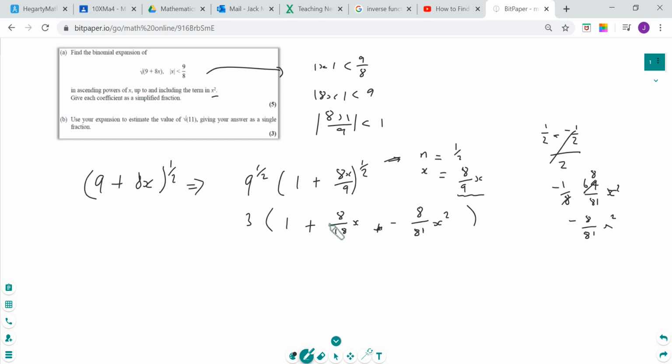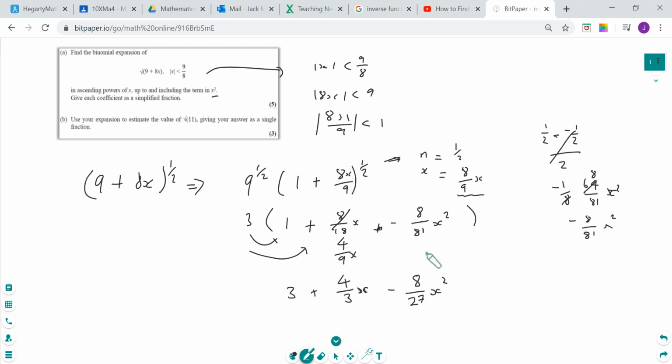Give each coefficient as a simplified fraction. Well, that can definitely be simplified, can't it? That's 4 over 9. Anything to do over here? No, I don't think so. But we do need to multiply this 3 back now. So we're going to say 3 plus, well, let's make this 4 thirds. Because I could make it 12 over 9, but then I just have to cancel down anyway. 4 thirds x minus, that's going to be 27, isn't it? 8 over 27x squared.